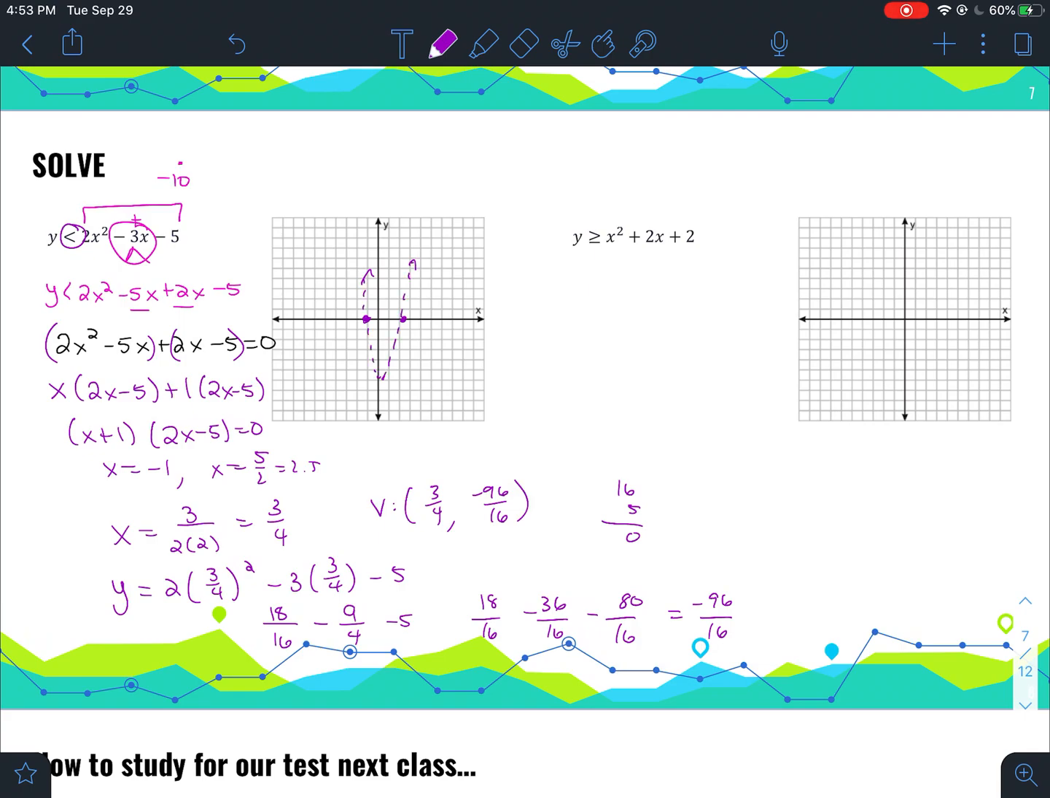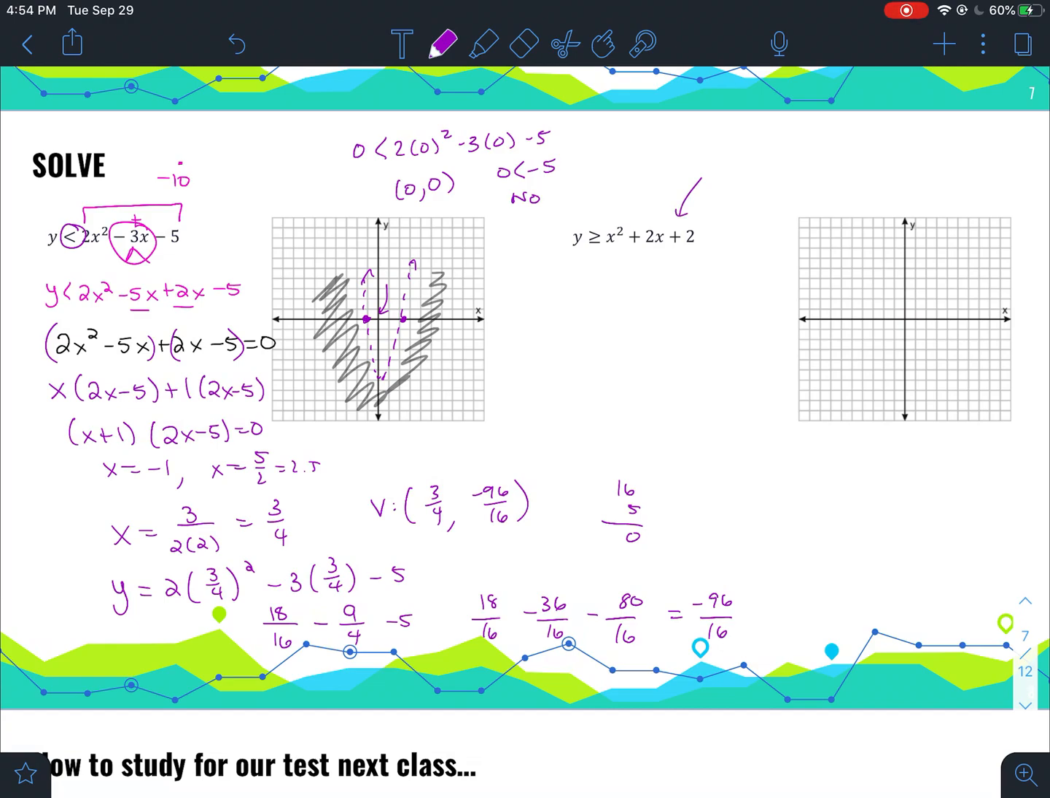And then we can test 0, 0 because 0, 0 is not on the parabola. So is 0 less than 2 times 0 squared minus 3 times 0 minus 5? So is 0 less than negative 5? Nope. So I don't want to include that point. So I'm going to shade outside of the parabola. All right. You guys can try the next one.